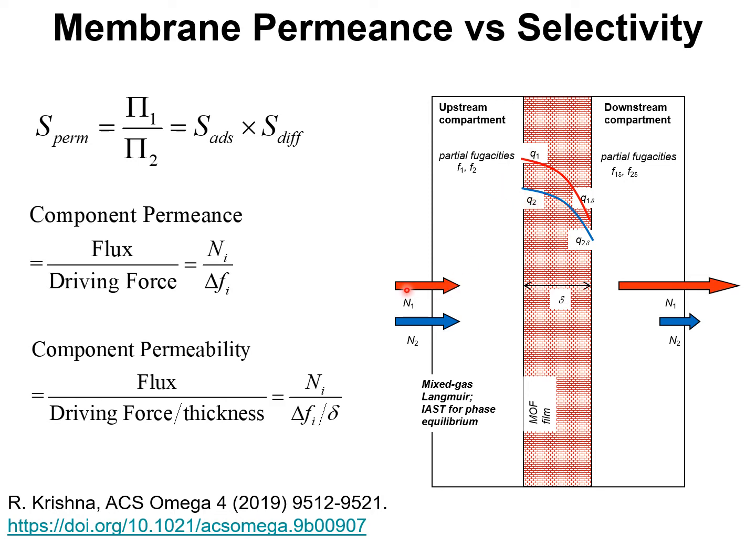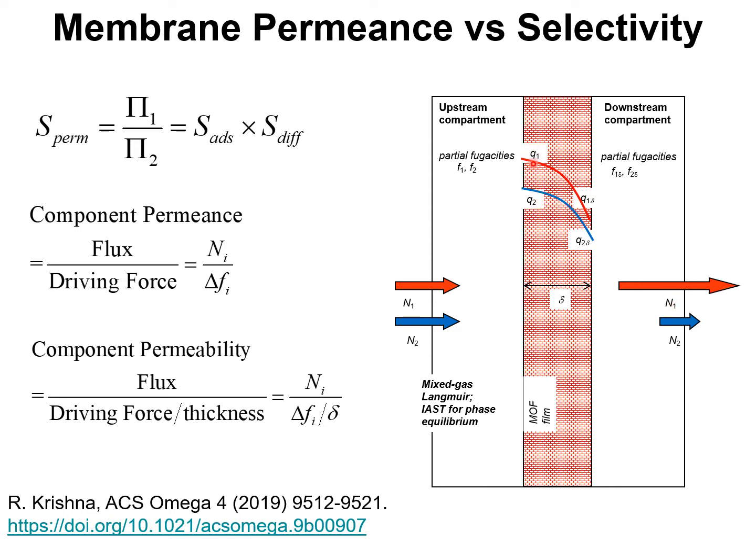And we have fluxes N1 and N2 across the membrane, and one of the components, say N1, permeates with a greater flux than component 2. In other words, the permeation selectivity is in favor of component 1.